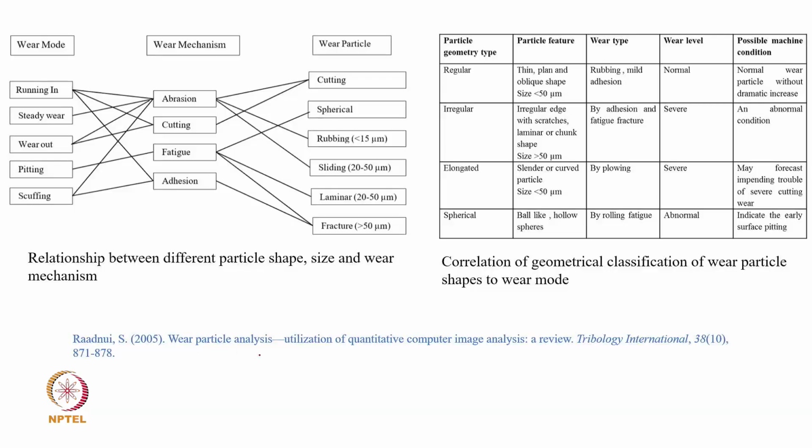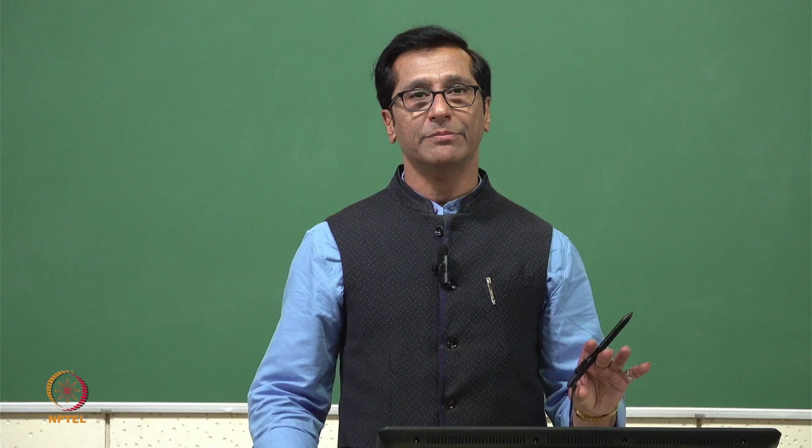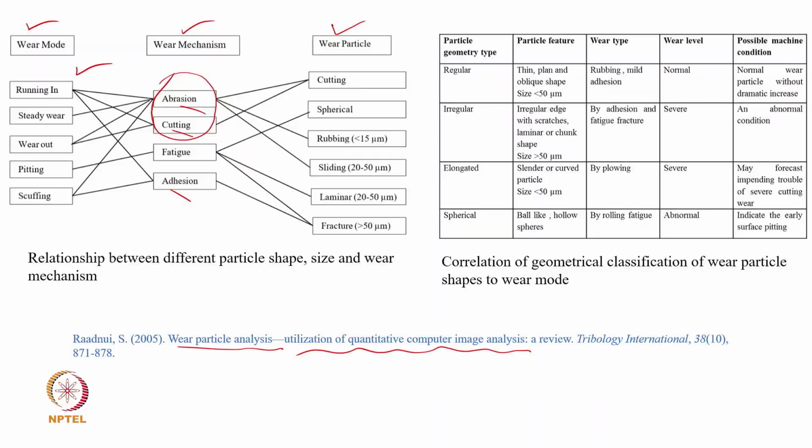There is one paper on computer image analysis of wear debris. They try to quantify wear mode, wear mechanism and wear particle. Again, these are somewhat related to each other. They say initially running in can be abrasion, cutting, or adhesion. However, what we have studied, abrasion and adhesion, we have kept in one category, not in a separate category. Then they mention steady wear can be abrasion, and wear out can be abrasion or cutting. Pitting can be related only to fatigue, and scuffing is only adhesion.